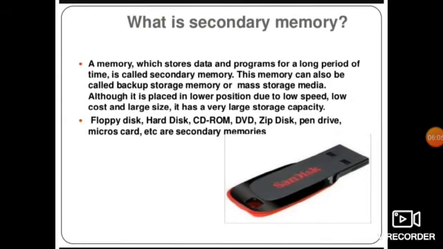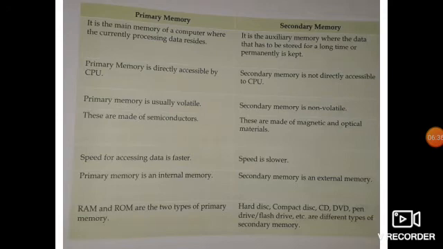What is the secondary memory? A memory which stores data and programs for a long period of time is called secondary memory. This memory can also be called backup storage memory or mass storage media. Examples of the secondary memory are floppy disk, hard disk, CD-ROM, DVD, zip disk, pen drive, micro card, etc. Now the main topic is the difference between the primary memory and the secondary memory.